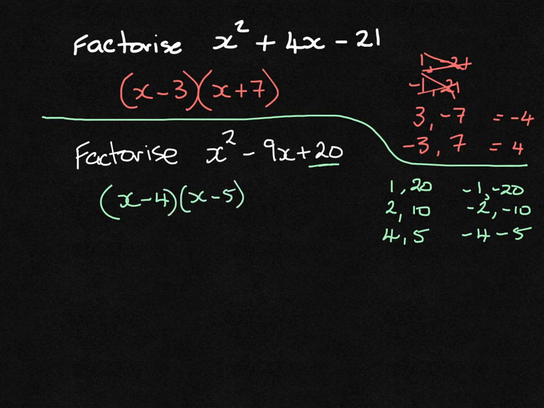Now, you don't have to put these brackets in numerical order as long as you've got the signs right, and that's fine, because x minus 4 in brackets, x minus 5 in brackets is the same as x minus 5 in brackets and x minus 4, so long as you've got the signs correct. And I'll do a separate video for some of the special cases of factorising quadratics.